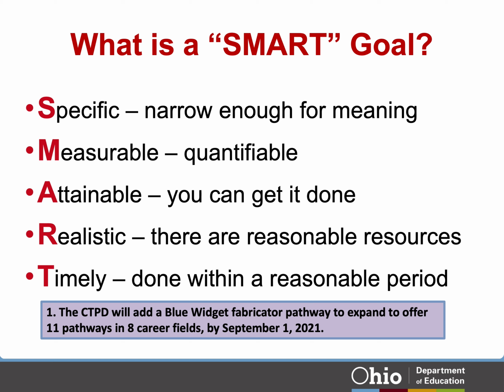So let's talk about the fact that we want to add one pathway. A, it must be attainable. And R, realistic. We believe both can be true. It is within our capacity to develop a pathway. We have resources to do so. And T, we must articulate a time frame, in this case by September 1st, 2021, to put it in effect for the school year.